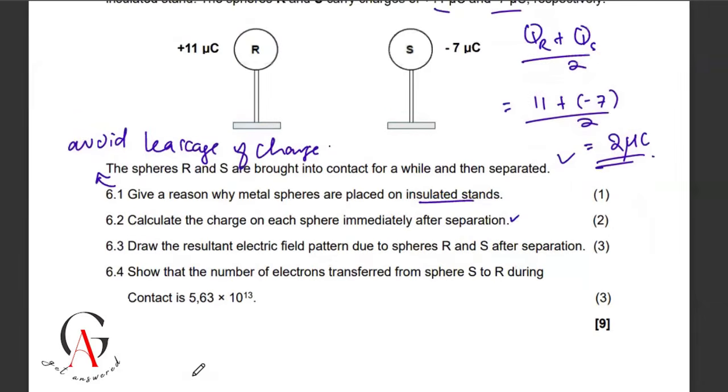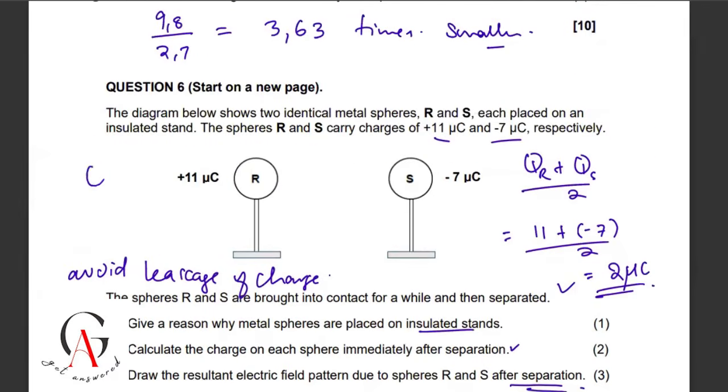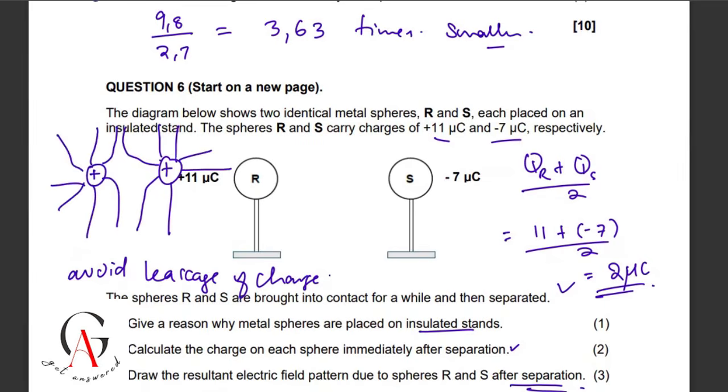6.3, they want us to draw the resultant electric field pattern after the separation. So both of them are going to be positive, okay? And if both spheres are positive, it simply means that there's going to be some bit of repulsion taking place. So what we are interested in is basically the direction of the field lines and then the space that will be created. So field lines must be seen to be moving out of the spheres. Something like that would guarantee us those 3 marks.